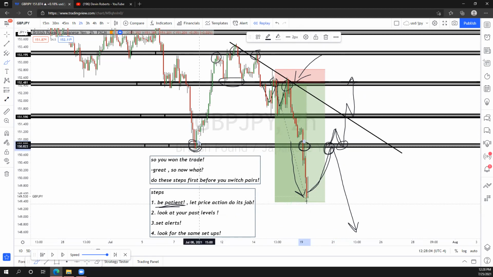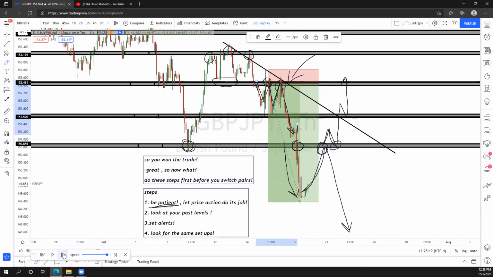You're looking for the same exact setup. You see right here, we got in on the pullback. Most likely, we want to see a pullback once again, breaking back into the same exact previous zones. And you're doing just that, guys. It's just that simple. So as time goes on, you're looking at price action.